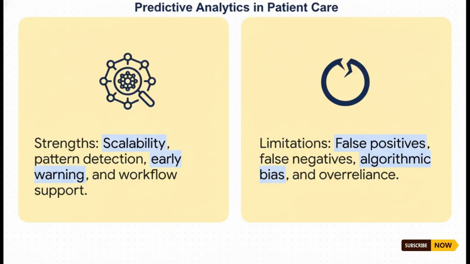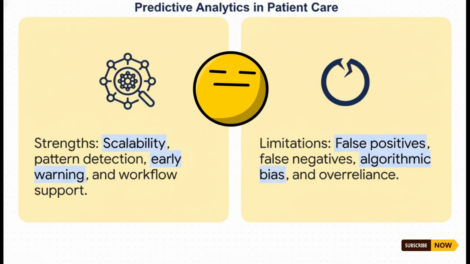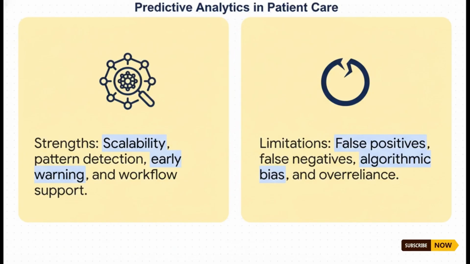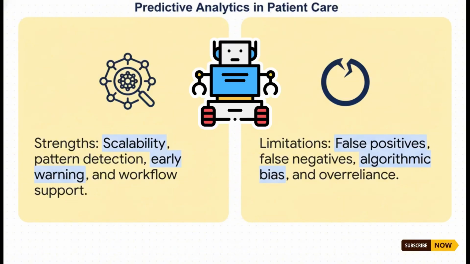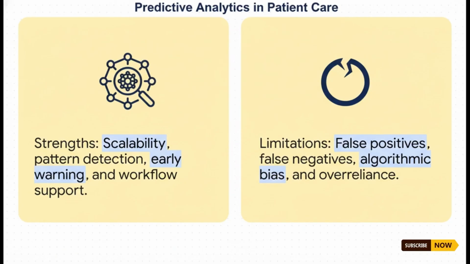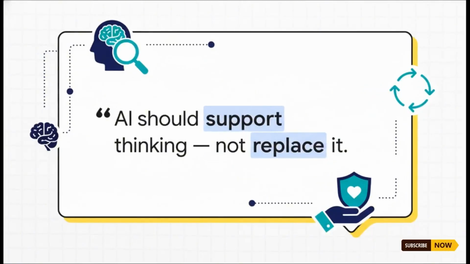False negatives might be even scarier. They can create this dangerous false sense of reassurance: no alert must mean everything's fine. And of course, we have to worry about algorithmic bias and the very real danger of automation bias. That's our human tendency to just trust the machine, especially when we're busy. This is it. This is the fundamental principle. This is the mantra you have to carry with you into your clinical practice. These tools exist to augment your clinical reasoning, to give you another data point, but never, ever to replace your judgment.